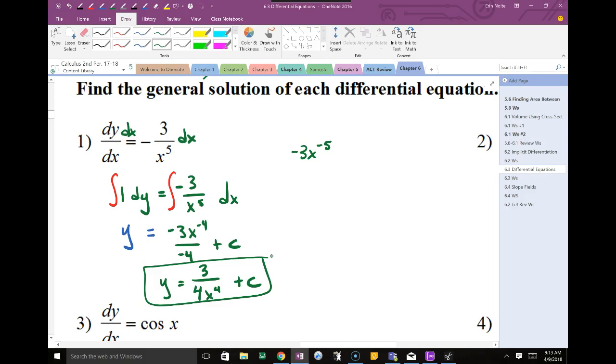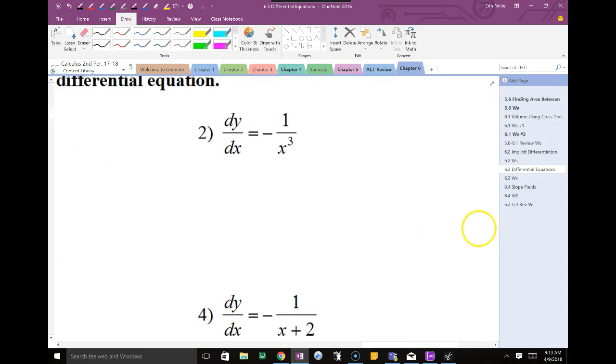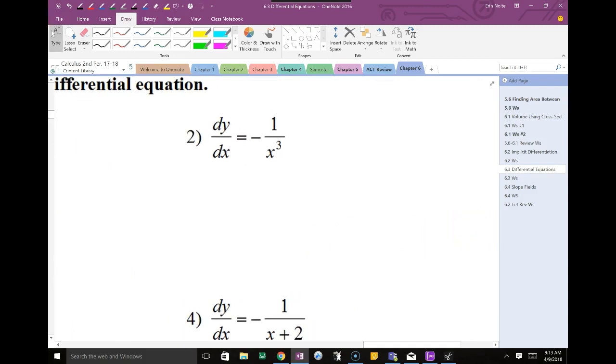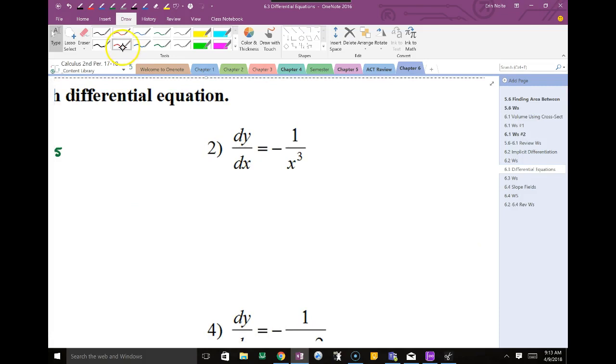Okay, let's try another one. First step on this one: multiply by dx. So what does my left-hand side become? dy, or you can call it 1. I feel like 1 makes more sense to my brain. Then I have negative 1. Do you want to pull that x to the third upstairs for integration? Yeah. So x to the negative 3 dx.